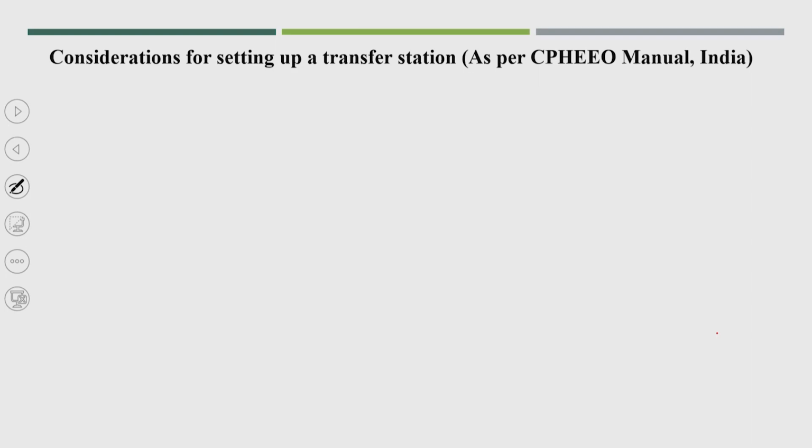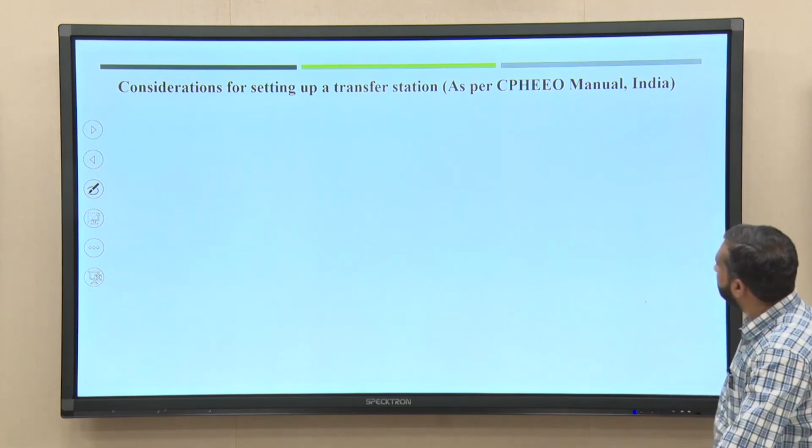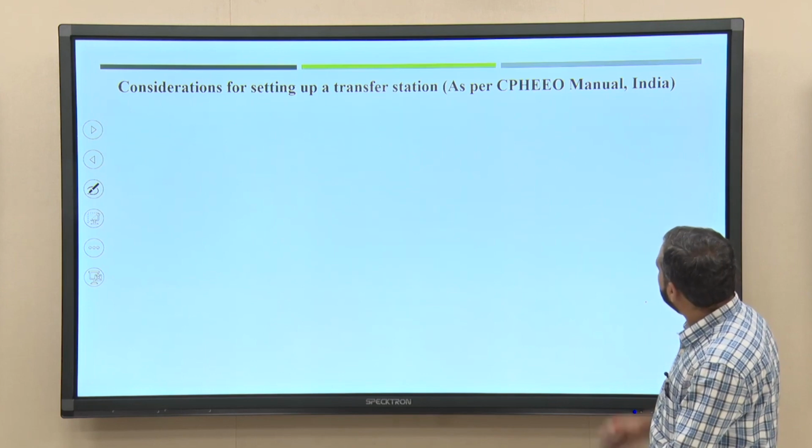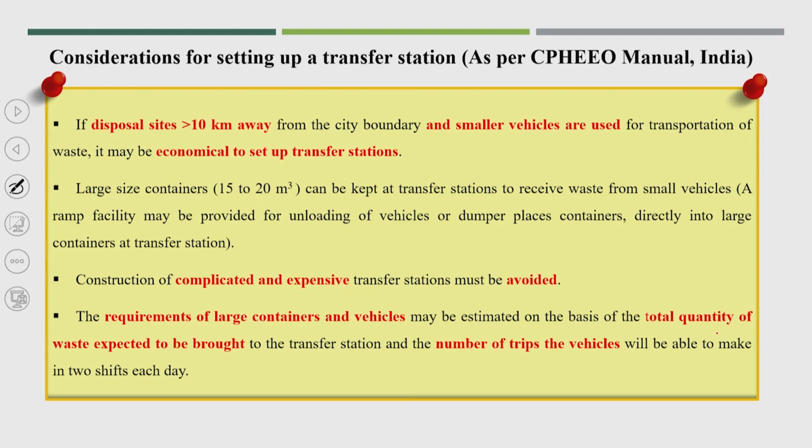Now, there are a few considerations for setting up a transfer station. This is based on the CPHEEO manual. CPHEEO is the Central Public Health and Environmental Engineering Organization. This manual gives a few considerations. It says that if the disposal site is greater than 10 kilometers away from the city boundary and smaller vehicles are used for the transportation of waste, it may be economical to set up a transfer station.